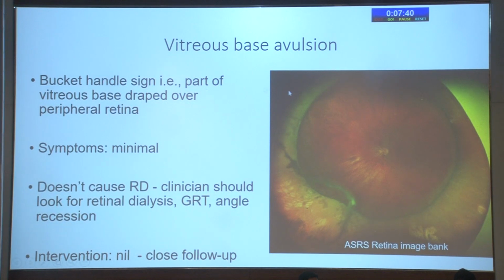Then the vitreous base avulsion. There's a bucket handle sign, in which a part of the vitreous base is draped over the peripheral retina. The image I have borrowed from the ASRS retinal image bank. The symptoms may be minimal. Per se, vitreous base avulsion will not cause RD, but the clinician should be looking for retinal dialysis, giant retinal tears, and angle recession. There is no intervention, just close follow-up to look for the presence of other pathologies.